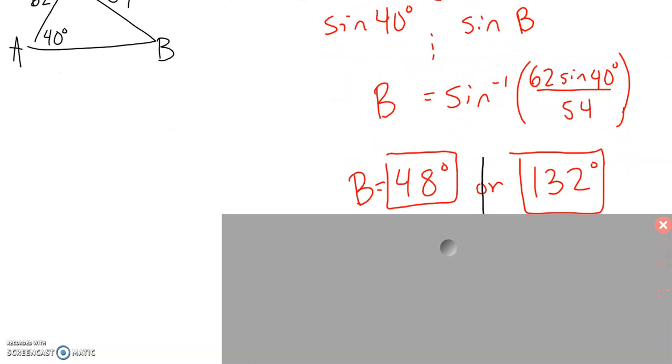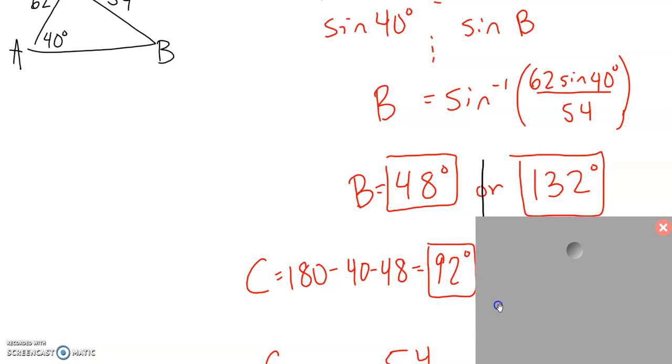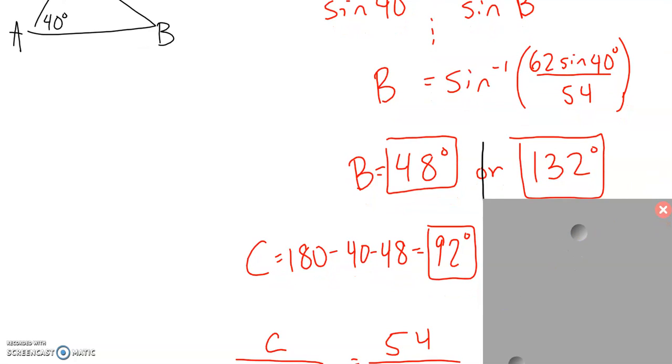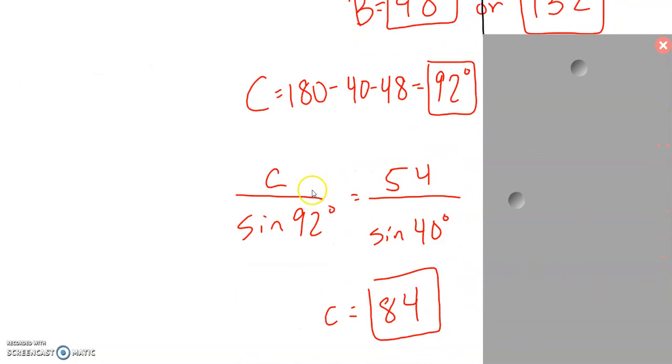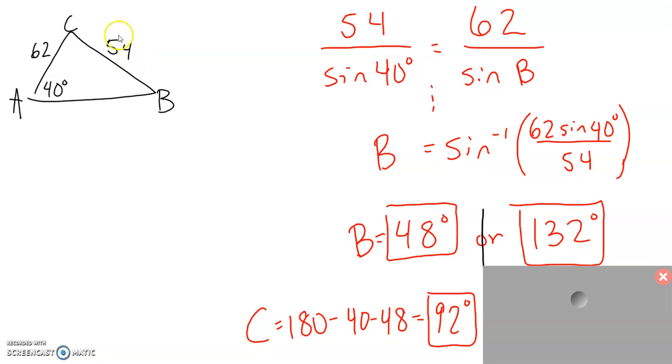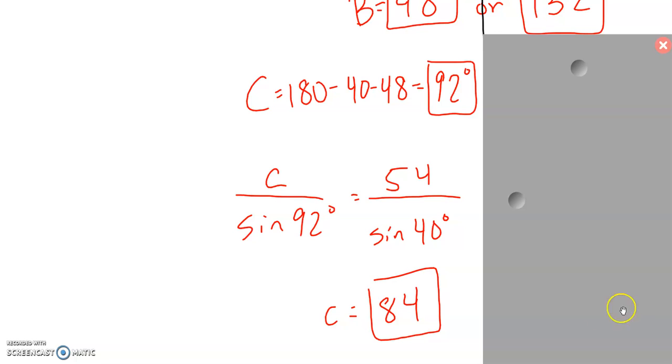At this point, what you then need to do is finish solving each one of these triangles. Since there are two different triangles now, we find the missing parts of each one. If angle B is 48 degrees, that means angle C would be 92 degrees by subtracting from 180. Then you can set up the law of sines to find side length c over the sine of angle C equals, and I'm going to use the given side length and angle of 54 and 40 degrees. I solve for side length c and I get 84.